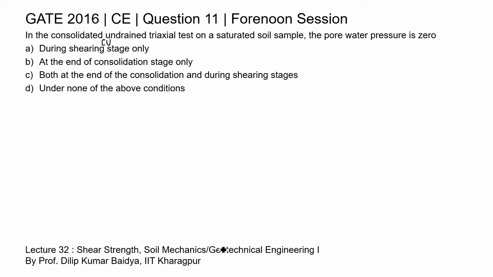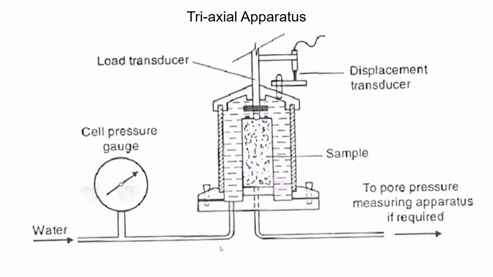So, there are various tests to find the shear strength parameters of soil. The triaxial tests are one of those tests from which we can calculate the shear strength parameters of the soil sample. As you can see, this is the figure of the triaxial apparatus.